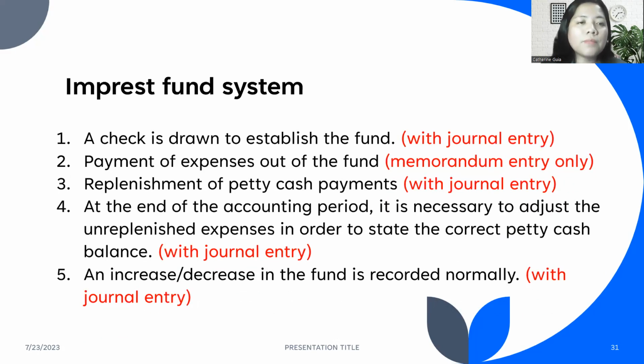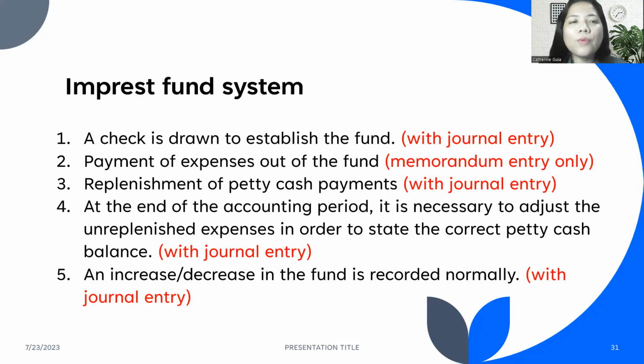Let me share with you the basic transactions transpiring for petty cash. Number one, a check is drawn to establish the fund. If we have this transaction, there is a required journal entry. Number two, payment of expenses out of the fund. Under imprest fund system, you don't have to prepare a journal entry, but a memo entry only, just a note or a sentence regarding the expenses. And then number three, replenishment of petty cash payment. That's the time that you will prepare a journal entry.